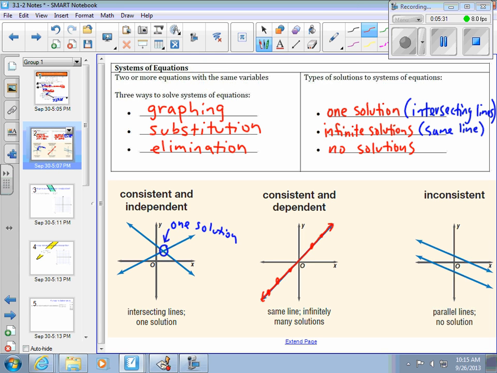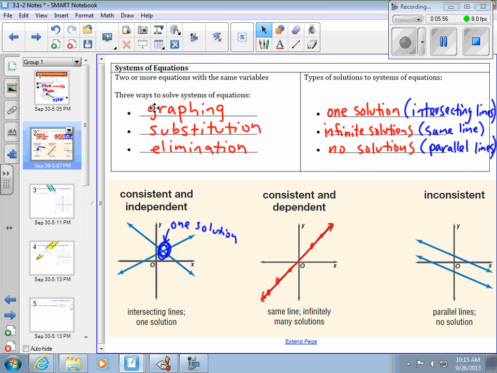No solutions. The only way you'll get two lines to never cross is when you have parallel lines. When lines are parallel, they'll never cross, so you won't get the one solution we had over here. So when they're parallel, since they never intersect, you won't ever get a solution. No solutions. We call that inconsistent.